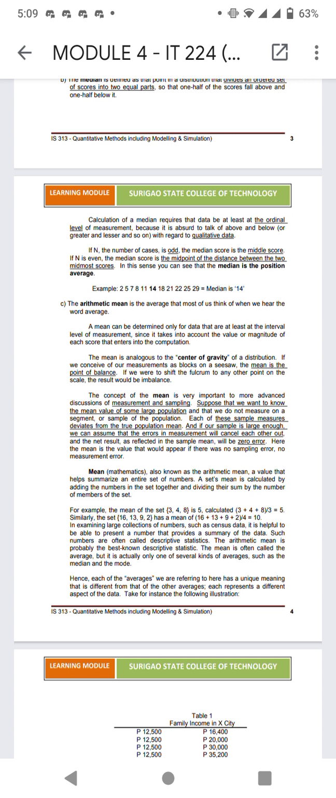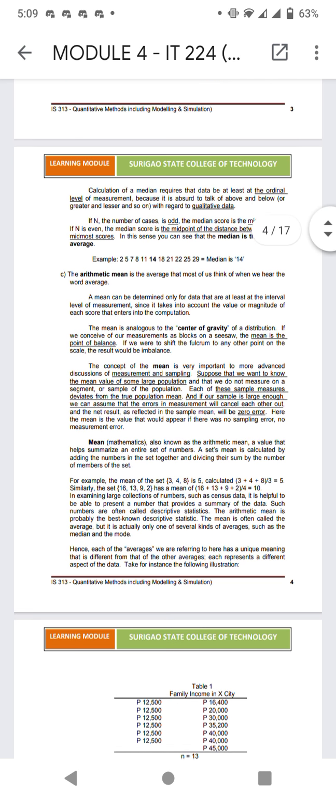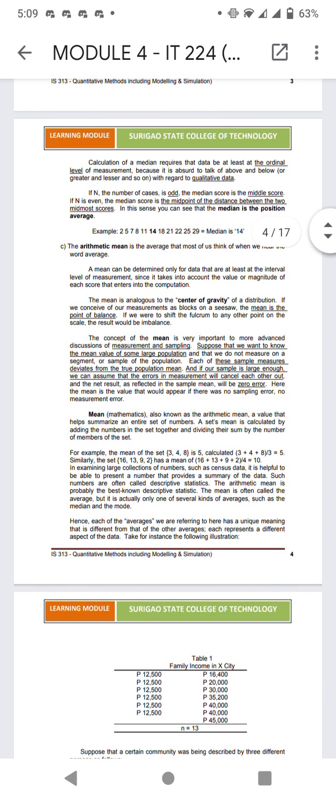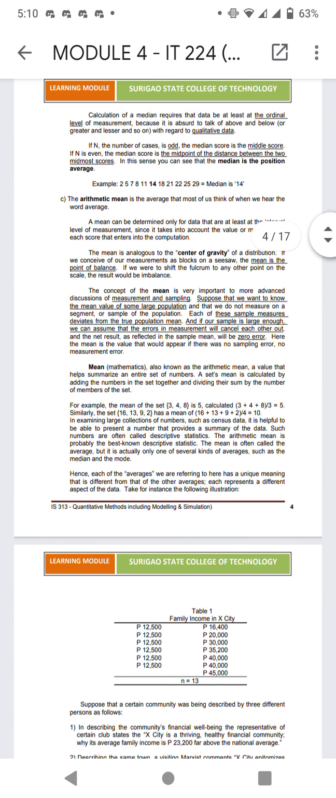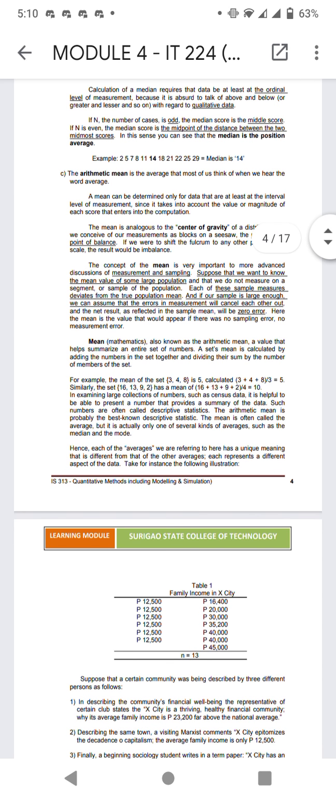The concept of mean is very important to more advanced discussions of measurement and sampling, because there are lots of groups wherein you have your population or random sample. There are two different types of means there, so we have to distinguish them. Each of the averages we are referring to here has a unique meaning that is different from that of the other averages, and each represents a different aspect of the data.